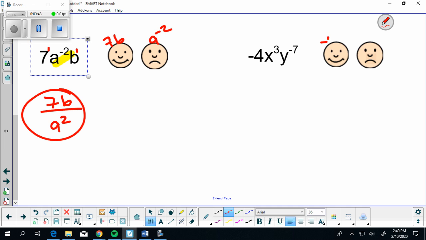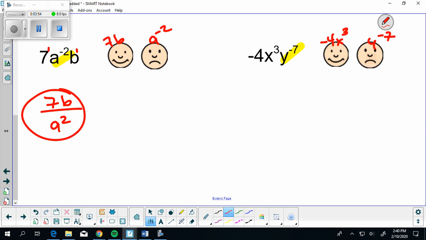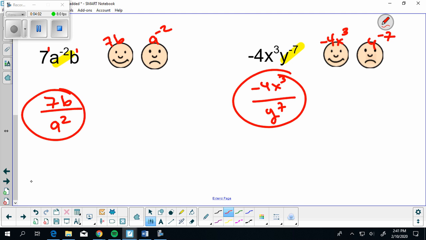Here, negative 4 is happy and x to the 3rd is happy. y to the negative 7 is the unhappy one, which needs moved. So a negative base is not unhappy. He's just negative. And then here, that goes down to the bottom. So that's my final answer.